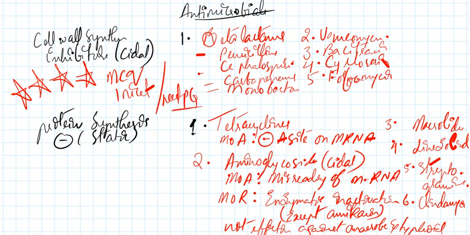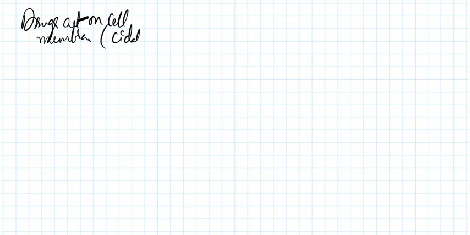Okay, let's go to the next thing. What are the drugs acting on the cell membrane? Those are bactericidal drugs. They can be noted as bactericidal drugs.